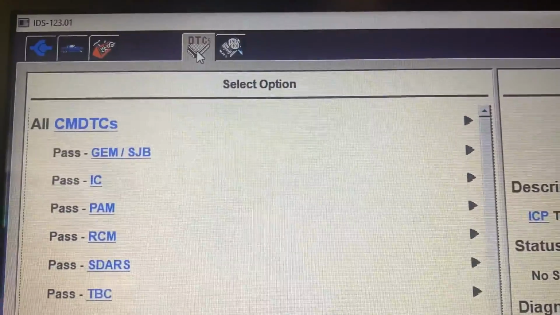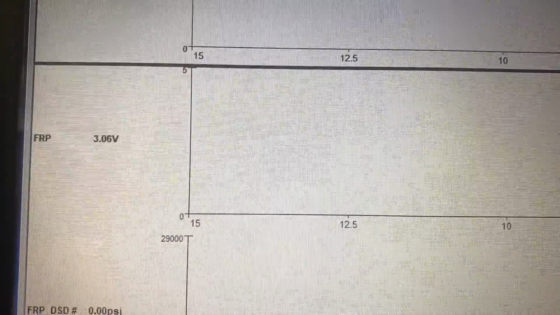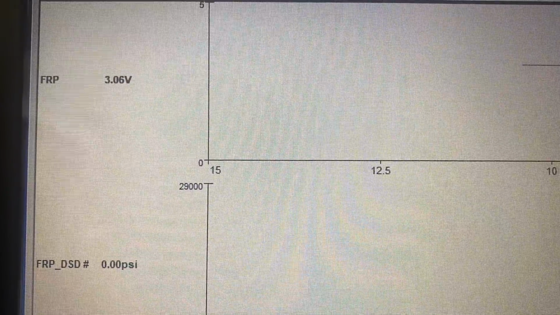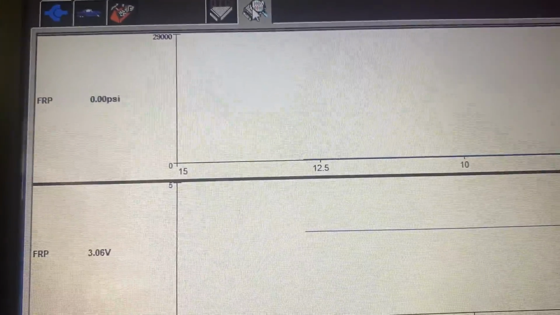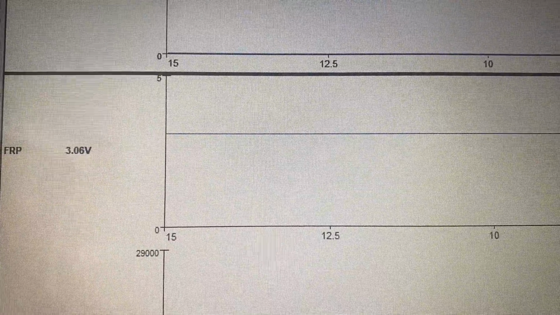and we go ahead and switch over to the reading. Key on, engine off right now. Again, fuel rail pressure is reading 3 volts and desired and actual zero, of course, because the engine's off, so it's working on default. So this is a classic problem with the fuel rail pressure sensor.